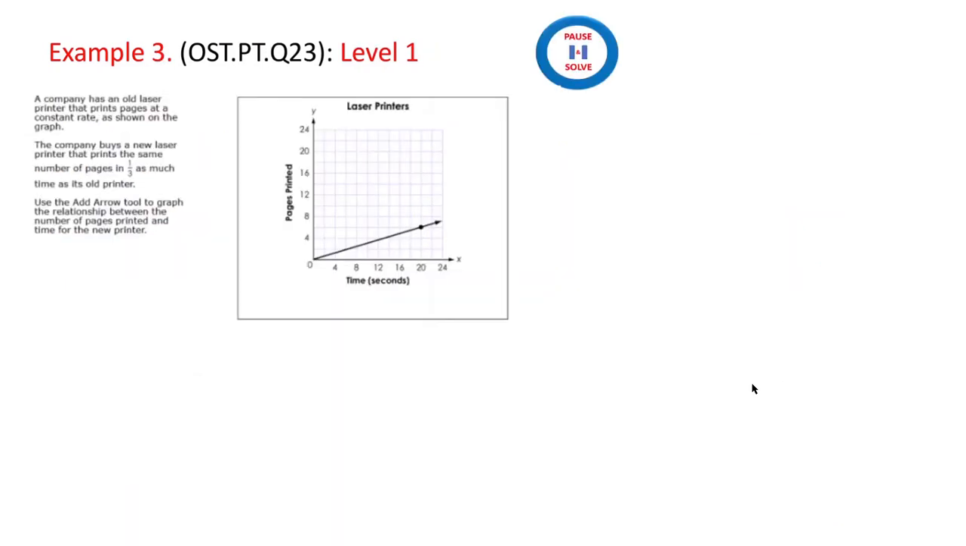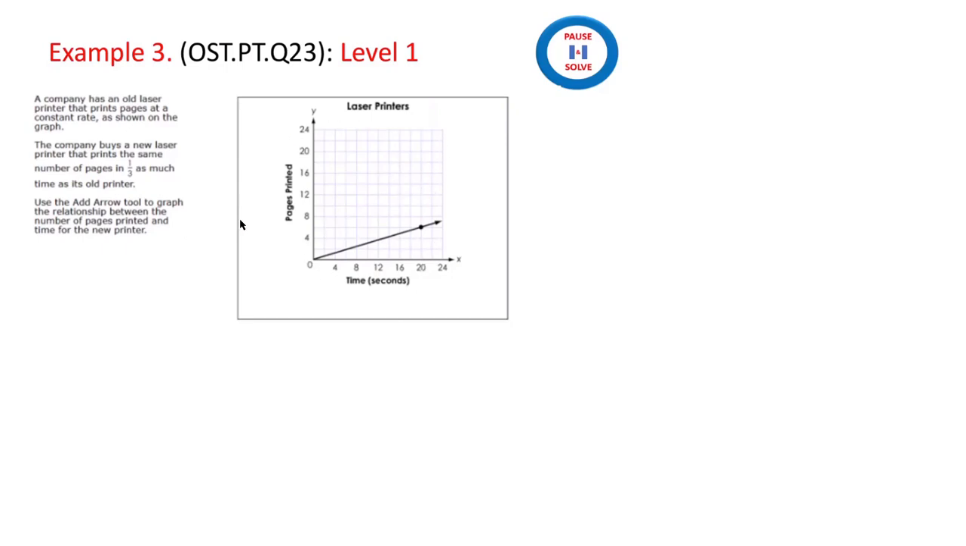Example number 3, a company has an old laser printer that prints pages at a constant rate as shown on the graph. The company buys a new laser printer that prints the same number of pages in 1/3 as much time as its old printer. So that's three times faster. Use the add arrow tool to graph the relationship between the number of pages printed and time for the new printer. So they were nice enough to give you this point here as a hint for you.